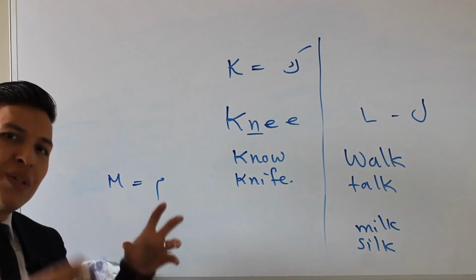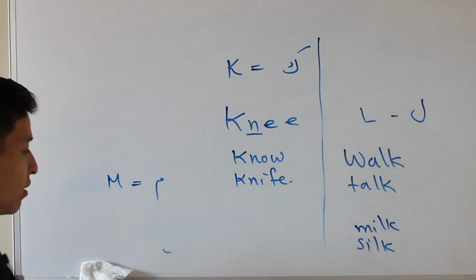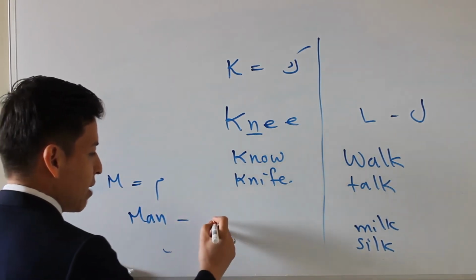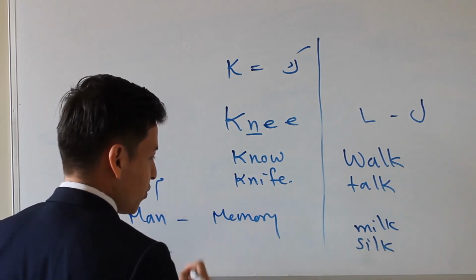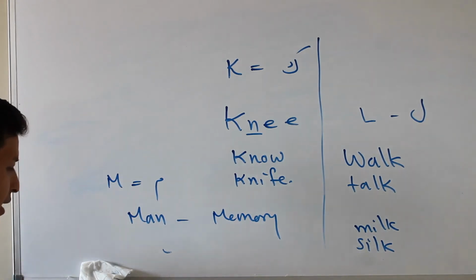But we have an exception. We will say that exception in letter N because it is related to N. So we have examples like man, memory. So M is always pronounced and it's not silent anywhere.